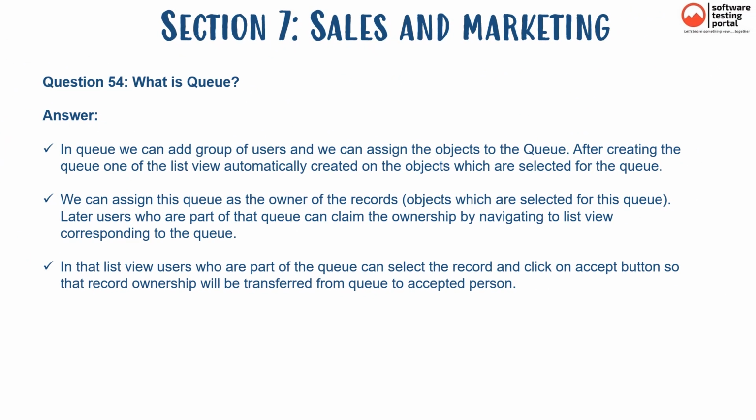Question 54. What is queue? In queue we can add group of users and we can assign the objects to the queue. After creating the queue, one list view is automatically created on the objects which are selected for the queue. We can assign this queue as the owner of the records. Later users who are part of that queue can claim the ownership by navigating to the list view corresponding to the queue. In that list view, users who are part of the queue can select the record and click on accept button so that record ownership will be transferred from queue to the accepted person.